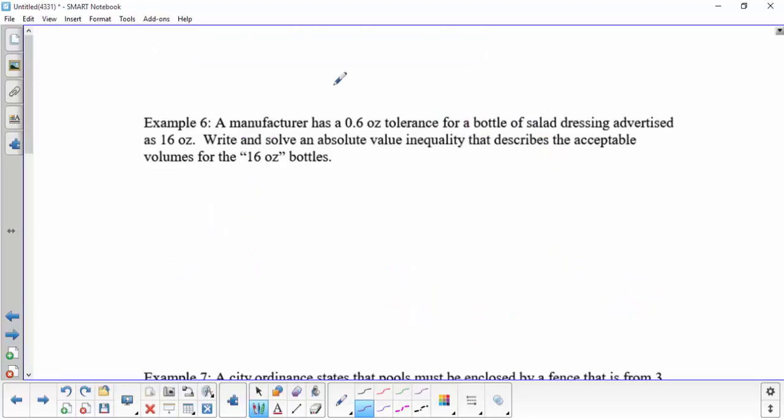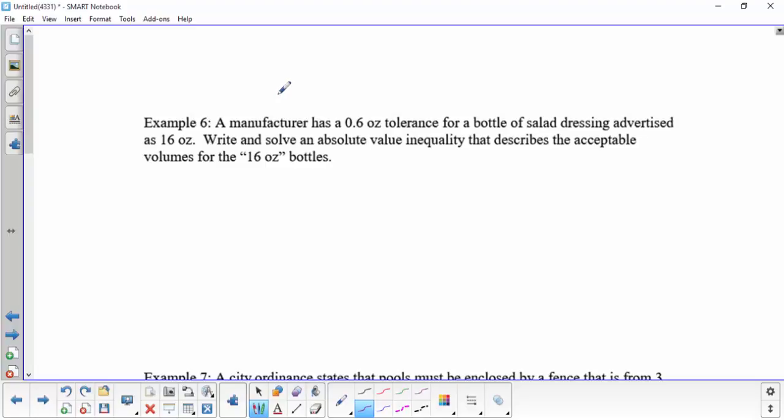Now we're going to work on some real-world examples. Many times when you're manufacturing things, you can't get exactly the amount that you want. So what happens is manufacturers set up tolerances for what they're making. A tolerance means that what we're doing has to be within a certain range in order to be approved and then sold and distributed. So in this case, our example says a manufacturer has a 6/10 ounce tolerance for a bottle of salad dressing advertised as 16 ounces.